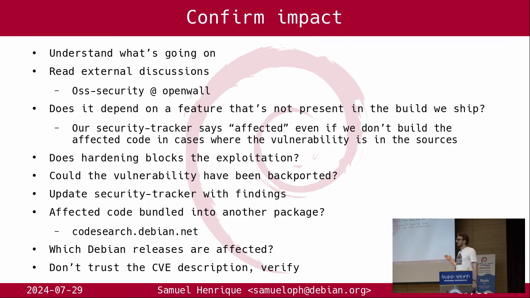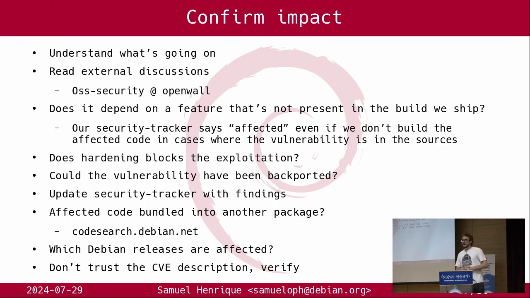You can check on the oss-security mailing list hosted at OpenWall. You can search on Hacker News. You can search on any search tool and see if there's more information about it. You need to consider that some CVEs are dependent on certain build flags being used on that software.